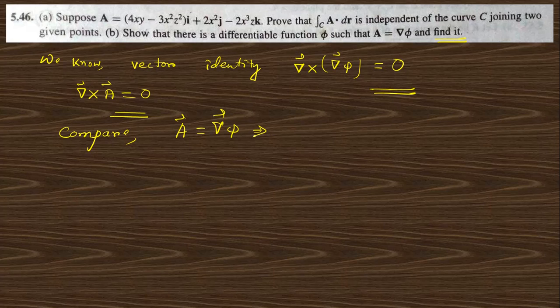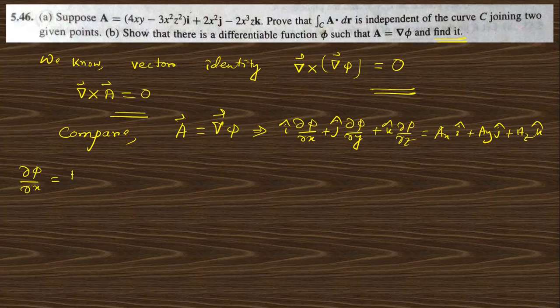So if we compare this, grad phi can be written as i cap del phi del x plus j cap del phi del y plus k cap del phi del z. This equals Ax, the coefficient of i cap, plus Ay j cap plus Az k cap. So if we compare the coefficients of i cap, j cap, k cap, we can say del phi del x is Ax. Ax is nothing but 4xy minus 3x squared z squared. So if we do the partial integral with respect to x, we get x squared by 2, so this becomes 2x squared y, and x cubed by 3, the 3s cancel out, so this becomes x cubed z squared, with some constant c1.